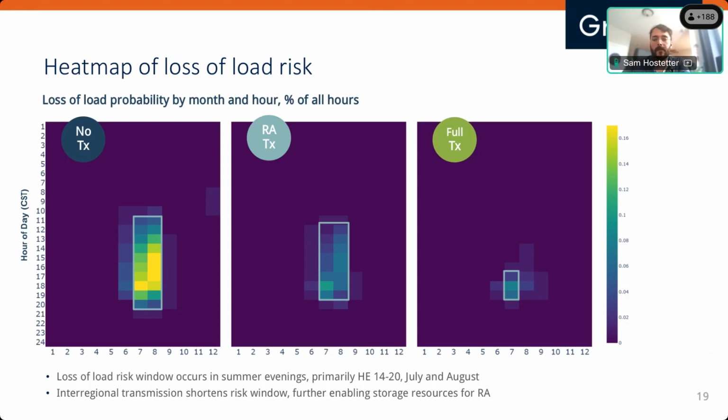The common theme that you see across all scenarios is summer risk, specifically summer evening risk. So the later hours of the day, predominantly hour ending 14 through 20 in months July through August. And you can also see that as interregional transmission is increased from left to right, we see decreased loss of load probability, as you'd expect across the Eastern Interconnect.